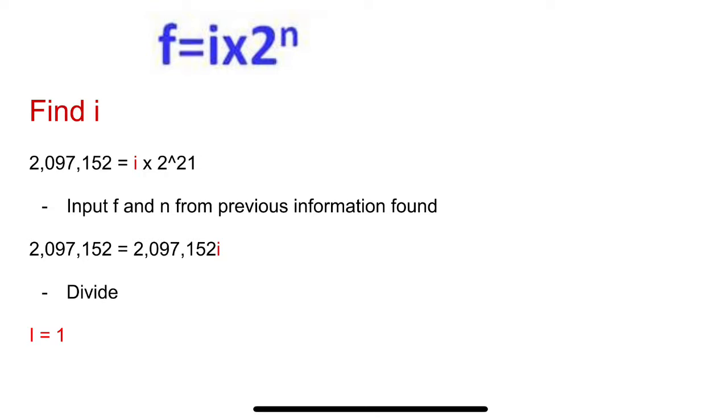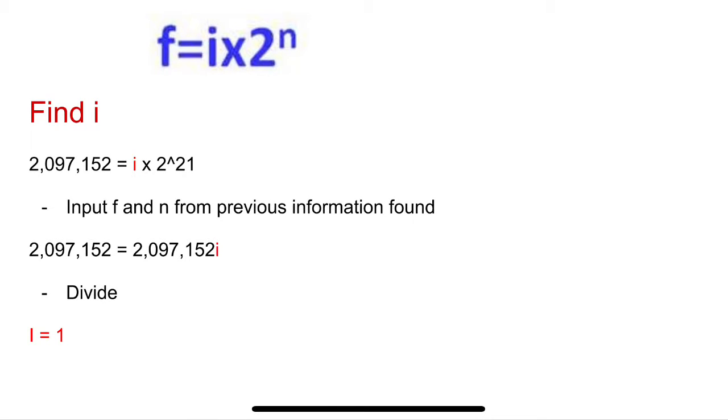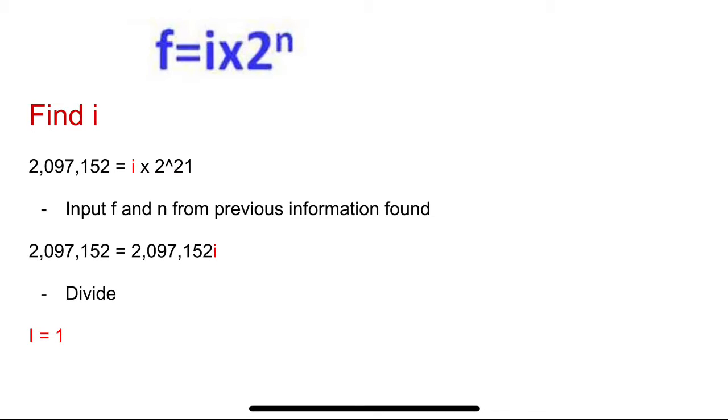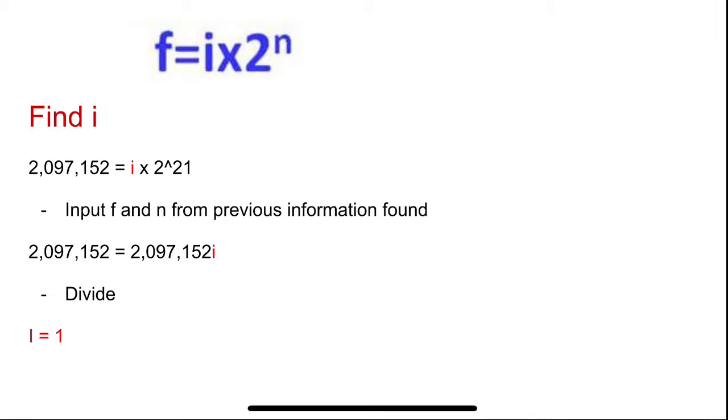Next, we're looking for I, which is the initial or starting population of the bacteria. So once you plug in F and n to the equation, you can calculate 2 to the power of 21, which equals 2,097,152. Your next step is to divide each side by this 2 million number, and then you find out that the starting bacteria amount was actually one single bacterium.